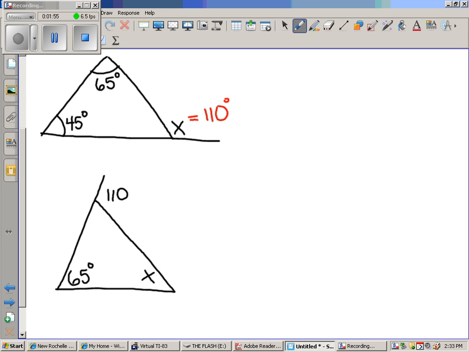Some people actually won't be able to notice that a rotation of the same shape doesn't change it. So how much is x? Yeah, x is 45. 110, the exterior angle, equals the sum of the two non-adjacent angles. So yeah, x is 45. Very cool.